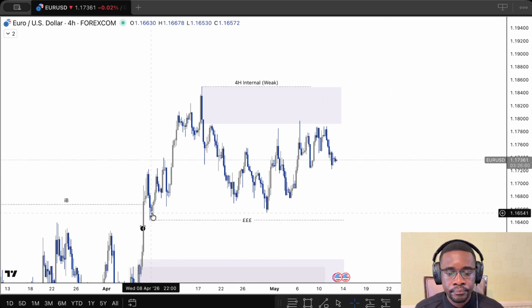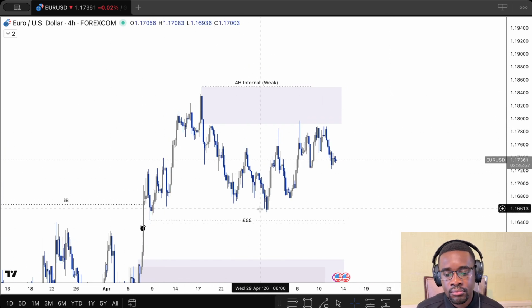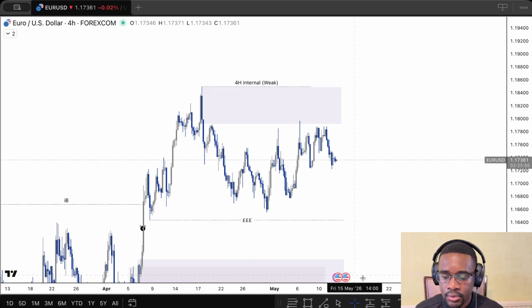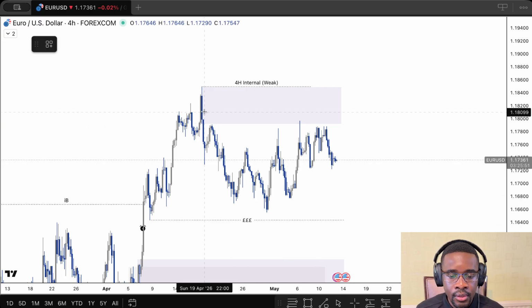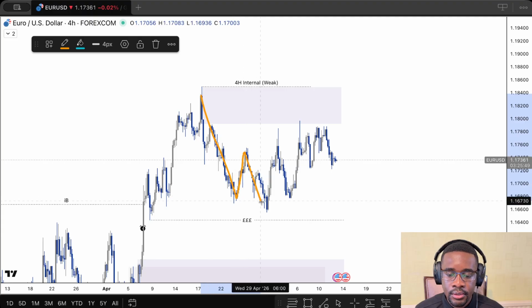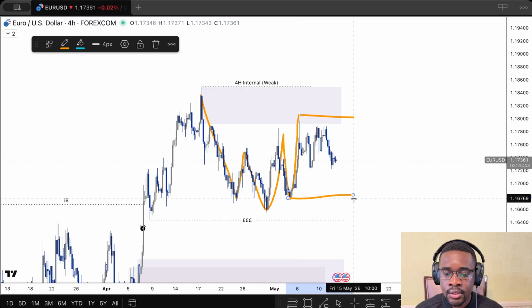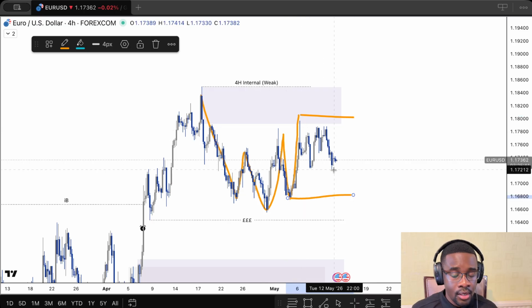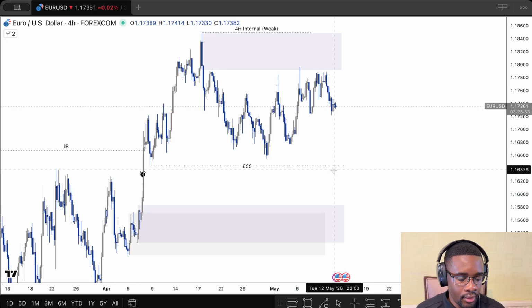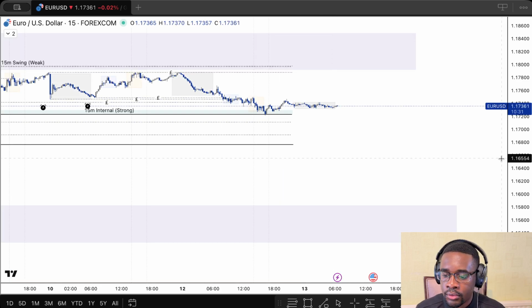And then price has been somewhat ranging, moving sideways. Yes, it was bearish and then switched bullish and then started to make higher highs. But since then, this is the overall range, and then price is just playing within that range. Not really going anywhere. And then on the 15-minute, this is what I was expecting.